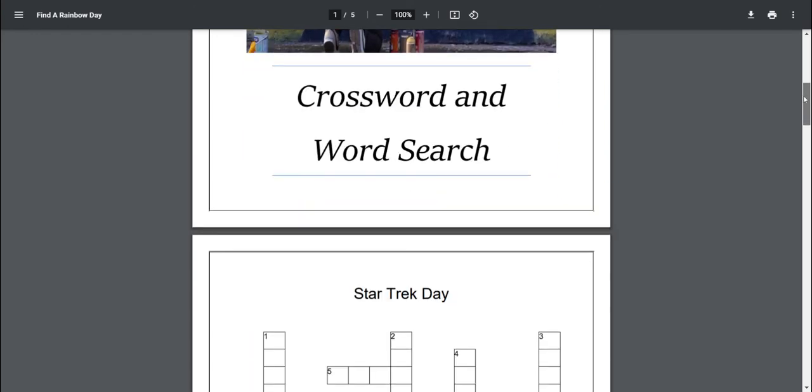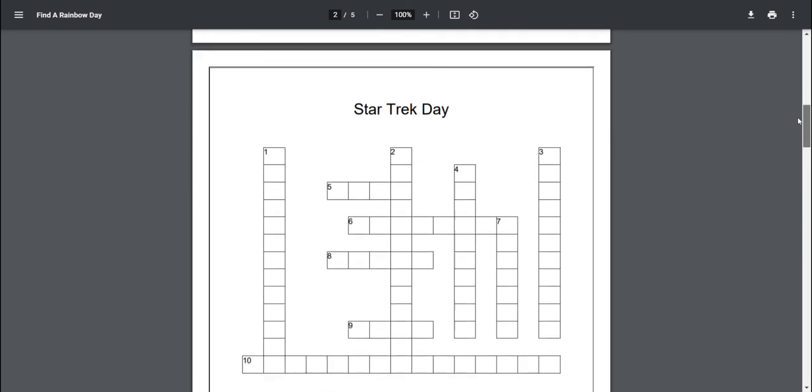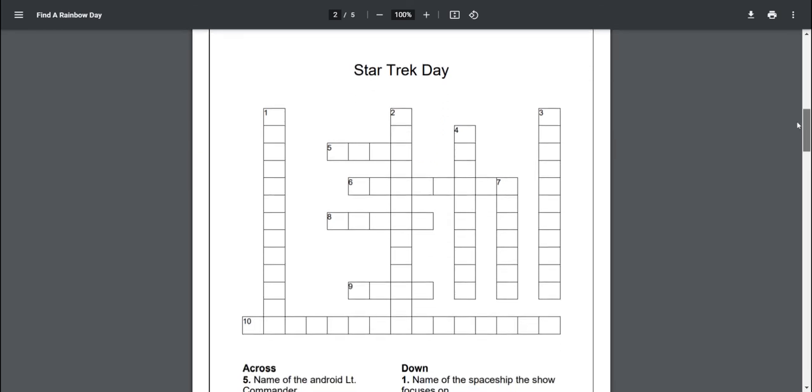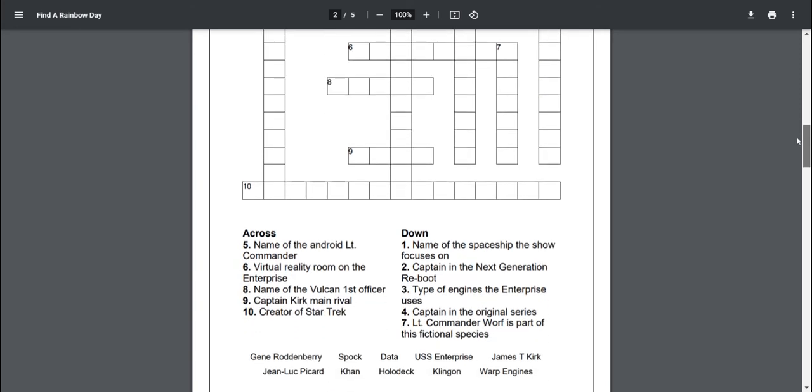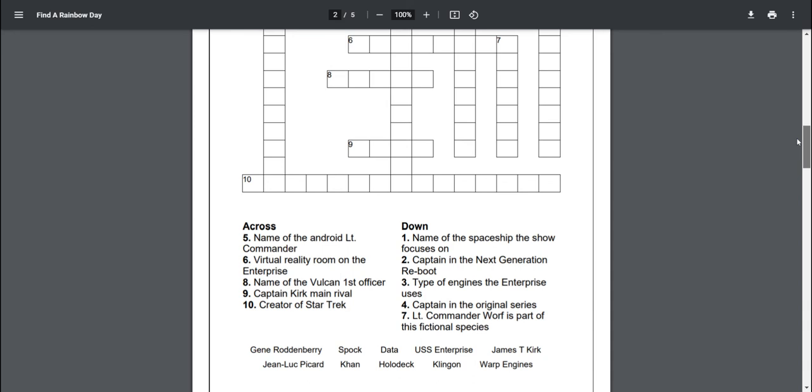Now we're going to take a look at the lesson here. The crossword puzzle has questions all about Star Trek. If you have no prior knowledge, or your students don't either, that's okay because there's a word bank included here, and here are some of the choices. I'm going to ask my student to pick a question and see if we can work through it. Which one looks good to you?